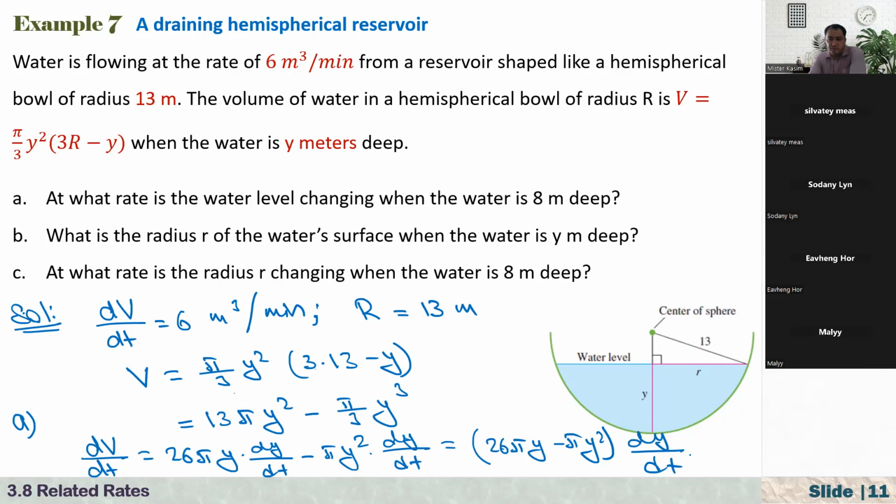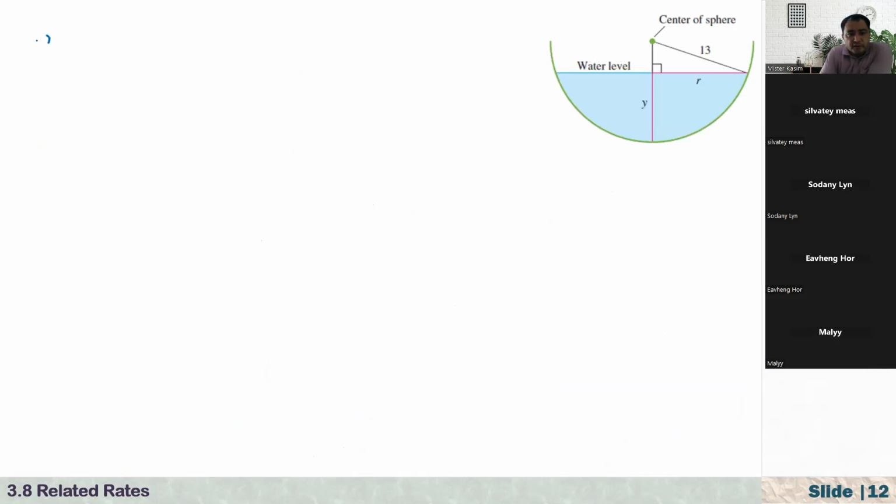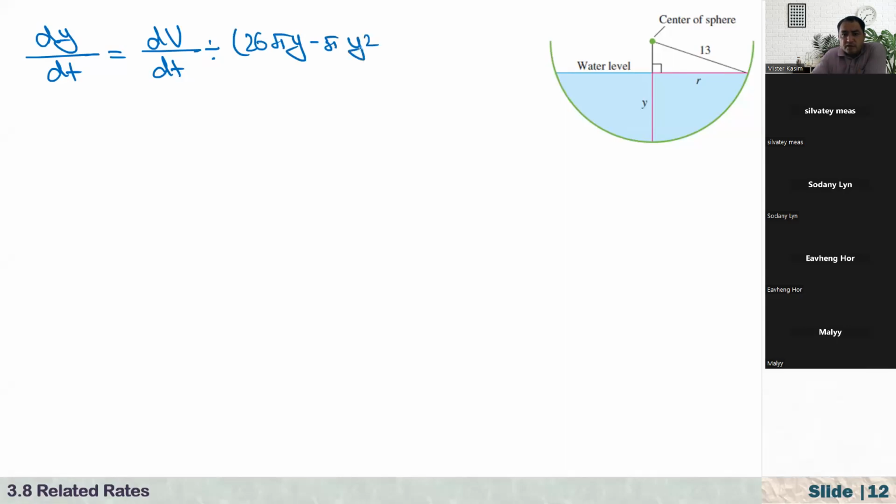Because the question is asking that we have to find this dy/dt, at what rate the water level is changing when the water is 8 meters deep, right? Now, if I just rewrite this, dy/dt will be equal to, on the left hand side we have dV/dt, divided by 26 pi y minus pi y squared. Okay, so that's what we have.